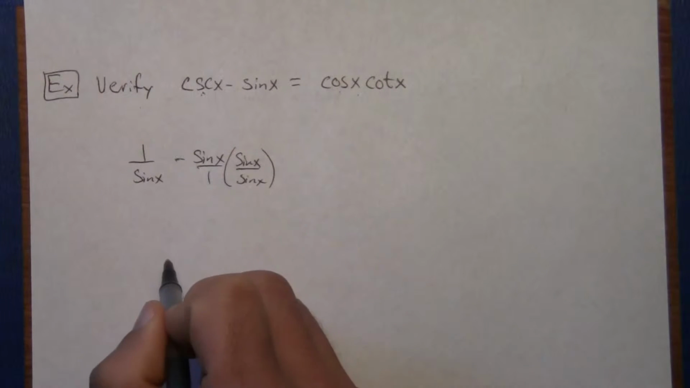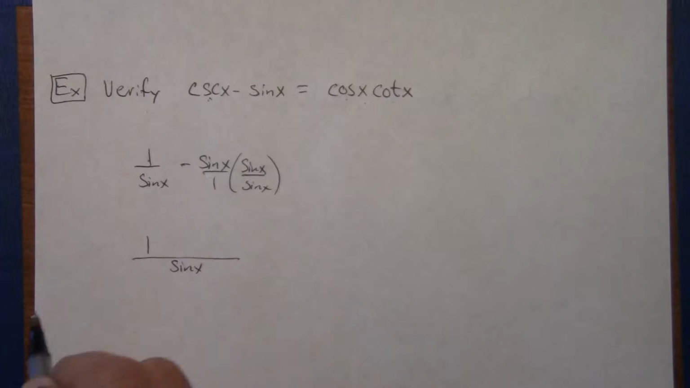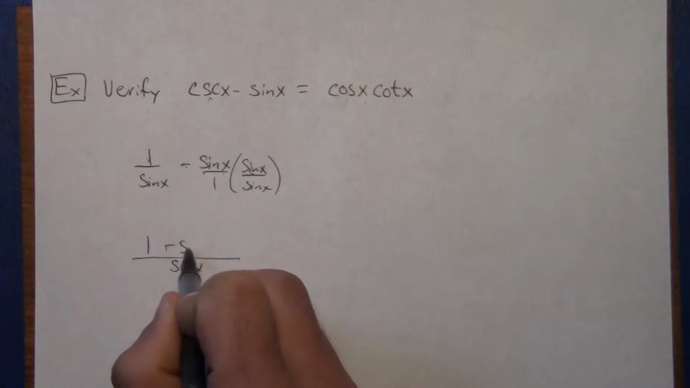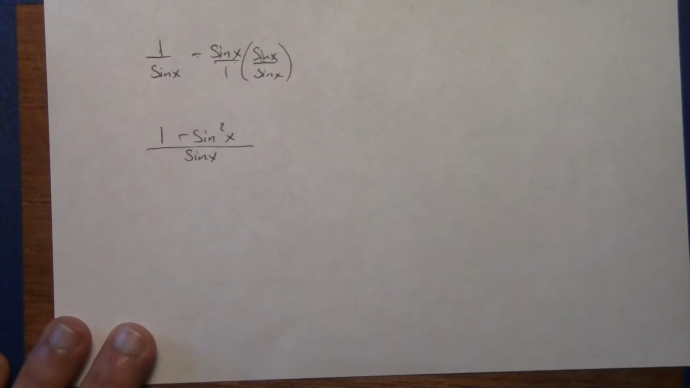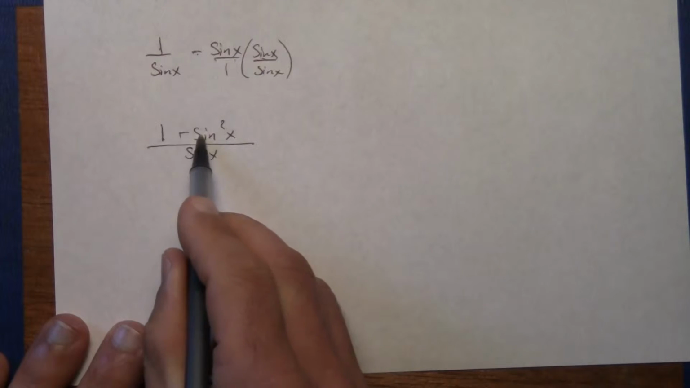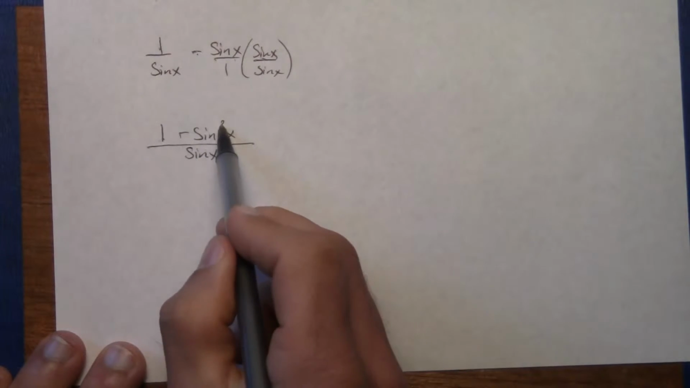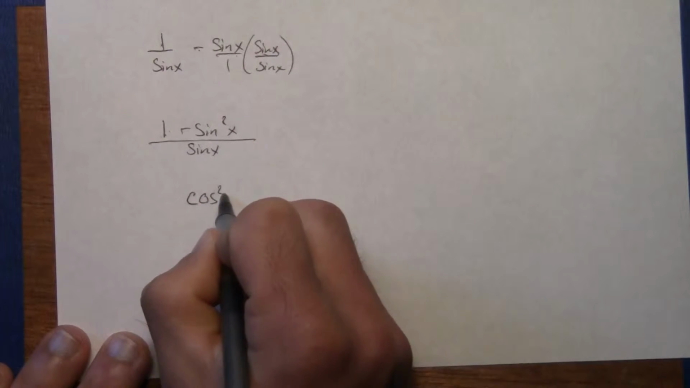Alright, so now I've got the common denominator of the sine of x. If I look at the numerator, I have 1 minus sine squared. Alright, I want to keep this all as one term, so chances are I don't want those two. I want to combine them into one, and because it's 1 minus sine squared, hopefully by now I can identify that to be cosine squared.